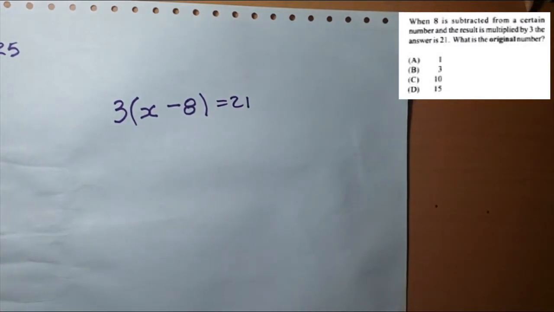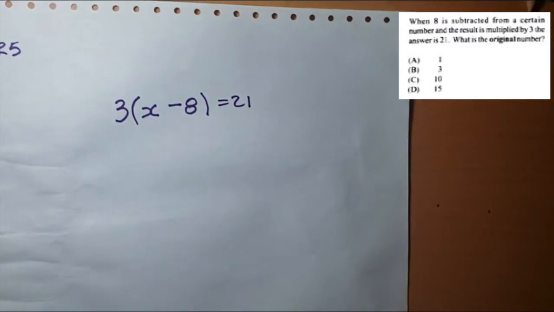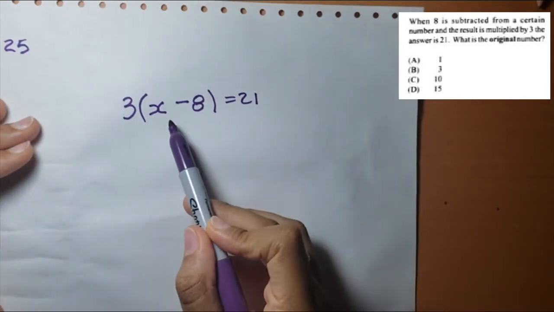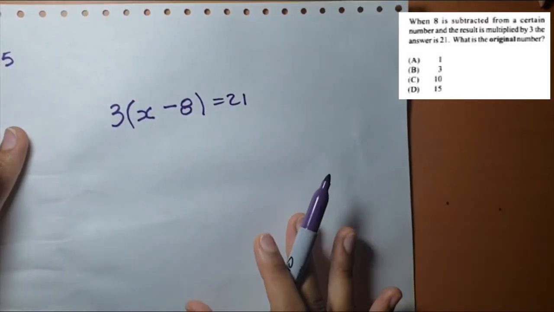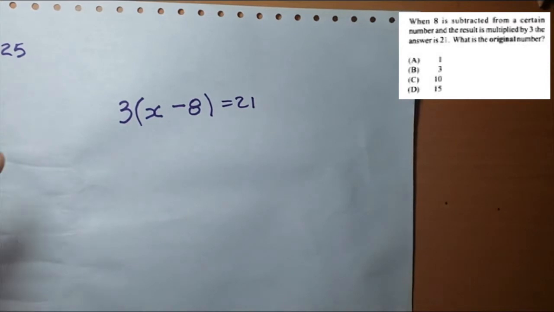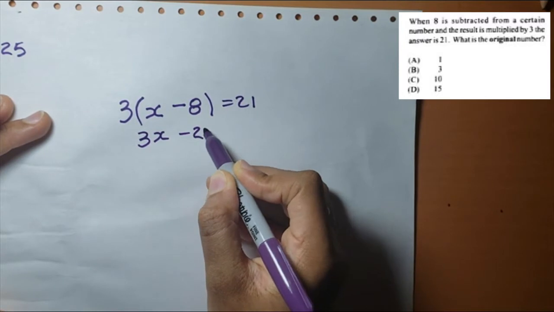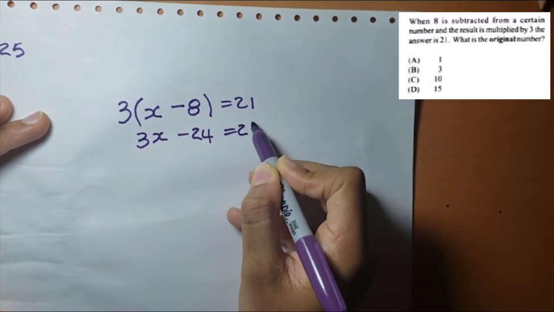Whenever I get a question like this where they ask you to find a certain number, just call the number x, call it n, call it anything you want, and then whatever they said in the question that happened to the number, you do it. So it said that 8 was subtracted and the result was multiplied by 3 and the answer is 21. So now we expand the brackets. We have 3x minus 24 is equal to 21.